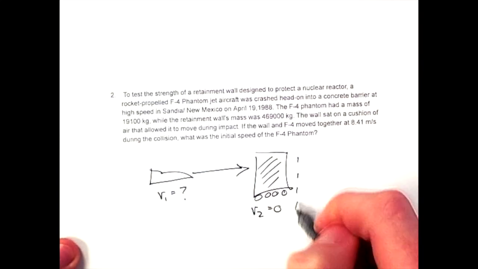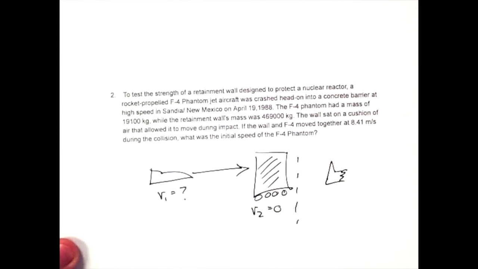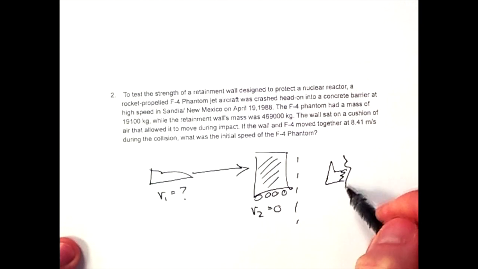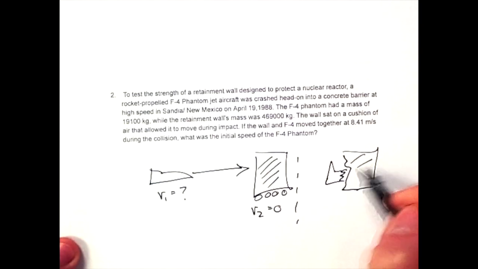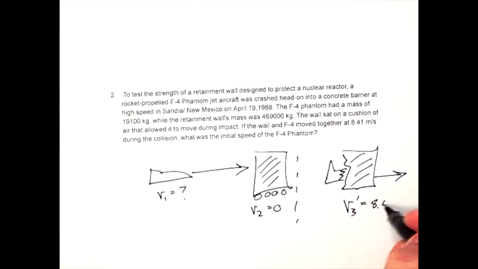So then in the after picture, what I have is I have a smashed plane, right? And a slightly damaged wall moving as one new object, right? They're stuck together. What I tend to do is, since I want to distinguish the difference between 2 objects and one new object, I usually identify that as a new subscript. So I'm going to call this V3 prime. Exactly. This is the one that's 8.41 meters per second.